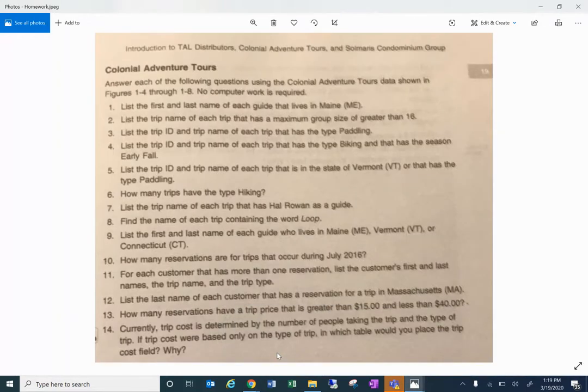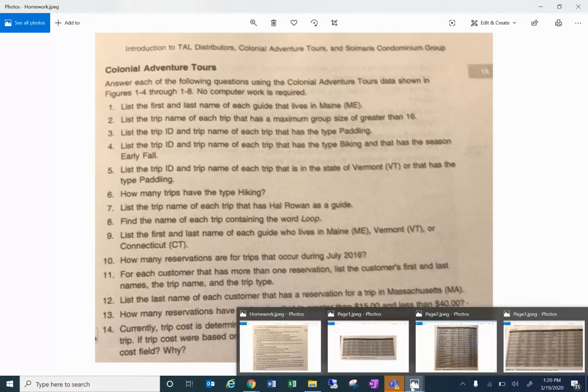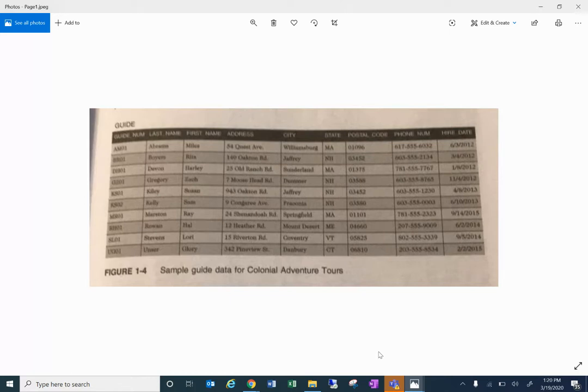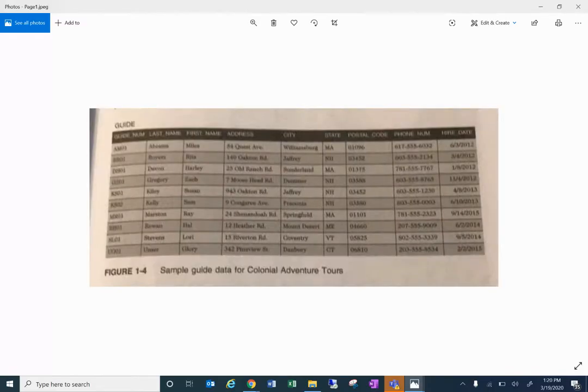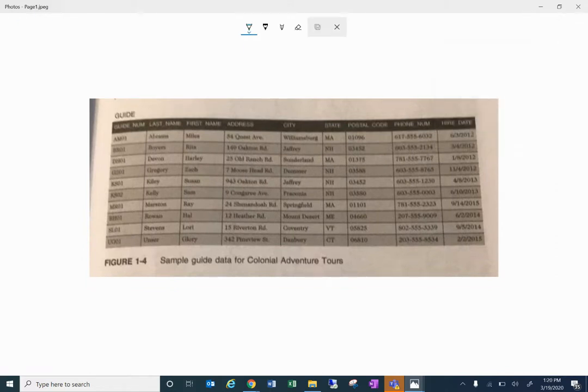I took a screenshot of it, and this is list. The first one is list the first and last name of each guide that lives in Maine, which happens to be ME. We jump over and we look through the book and we find the guide data for the Colonial Adventures Tour, and you'll see that there are rows in here that have ME in it. And with that being said, you're going to want the first name and the last name. So here is one of the examples.